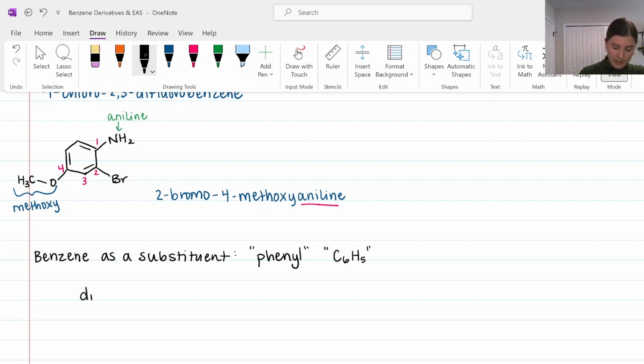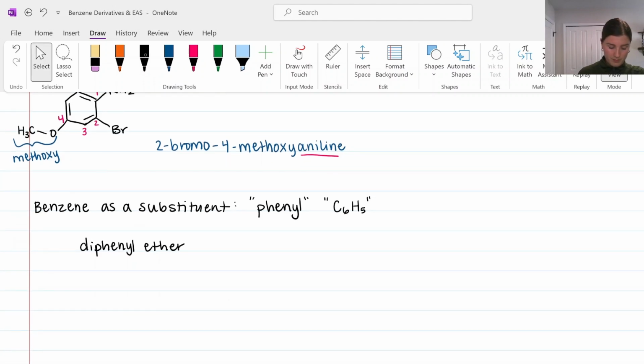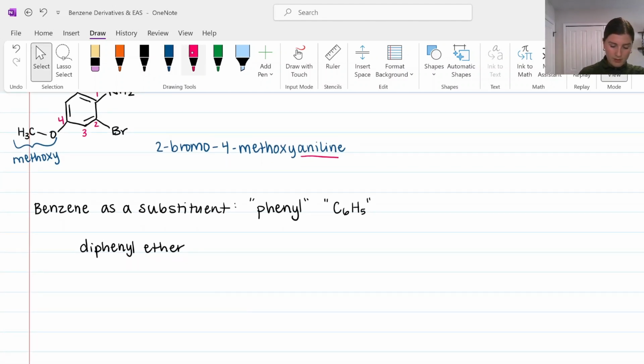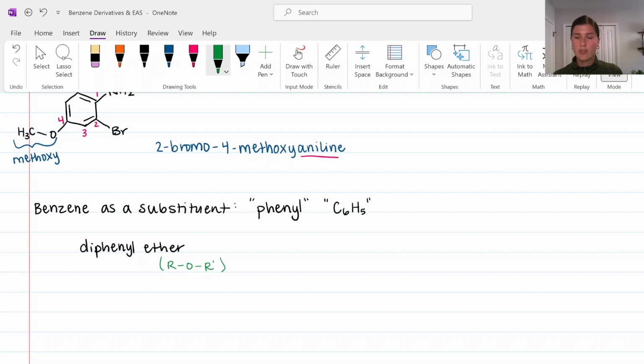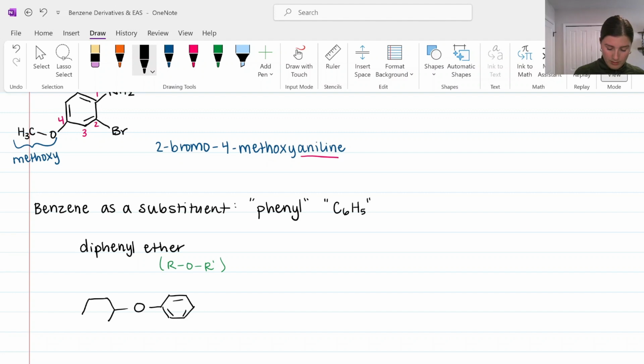So an example here is diphenyl ether. Remember, an ether is an R group bonded to an oxygen bonded to another R group, where those are carbon chains. So a diphenyl ether is an oxygen bonded to two phenyl groups, which is the C6H5 ring, 6-membered ring with alternating double bonds.